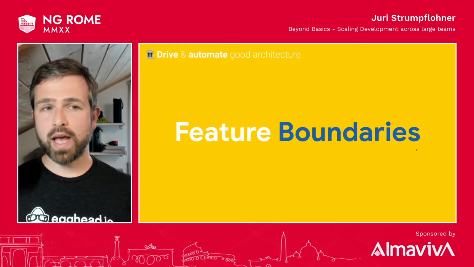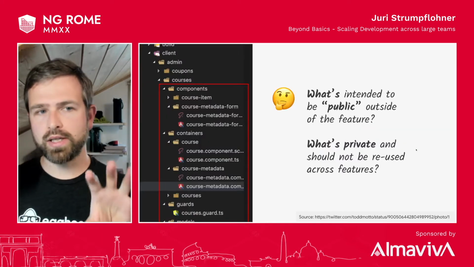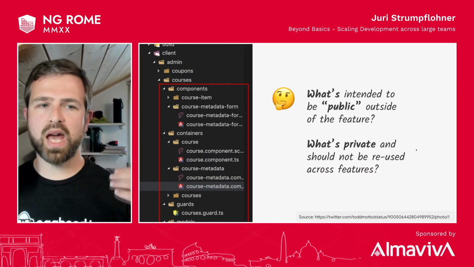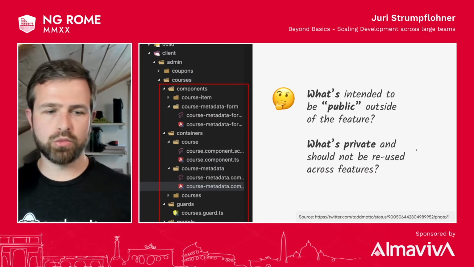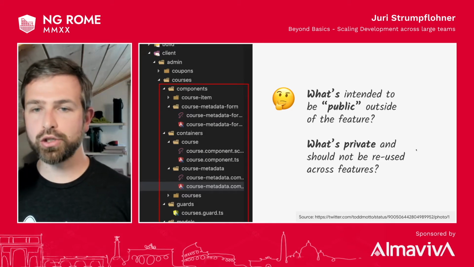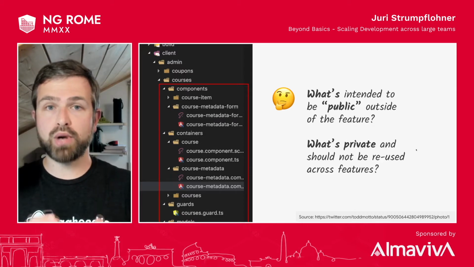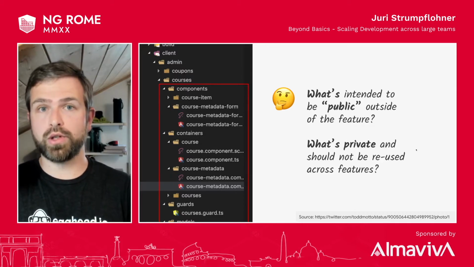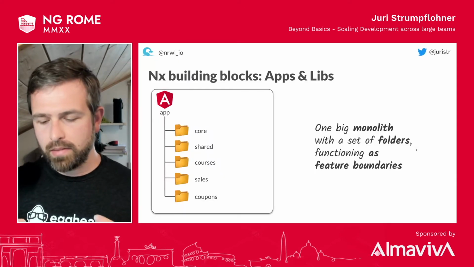The first one is actually the feature boundaries. If you take a closer look at the courses part, you can see we have the components folder, we have the containers folder. There are even some guards and models further down, which we don't see in the screenshot. But it is immediately hard to see what is intended to be public and what is intended to be private just inside that courses folder.